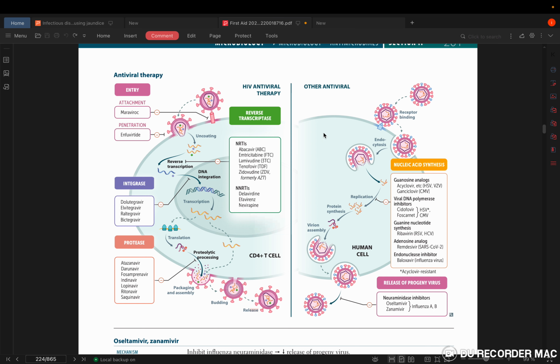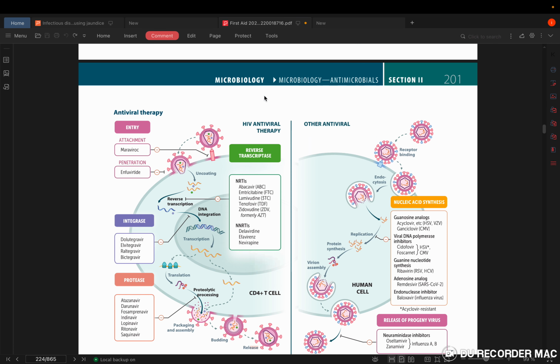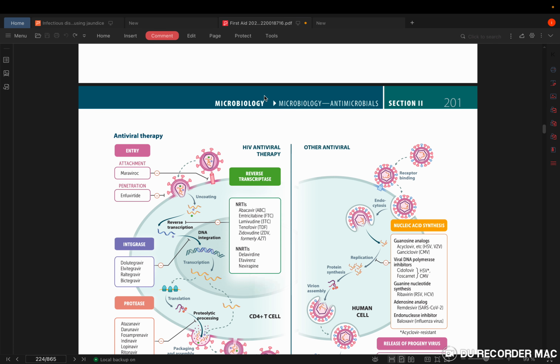How can we do that? Well, it should be something related to the cycle of the virus. I want you to notice two things. In microbiology, for the sake of the USMLE, they like one virus in particular, which is HIV. You must know each portion.